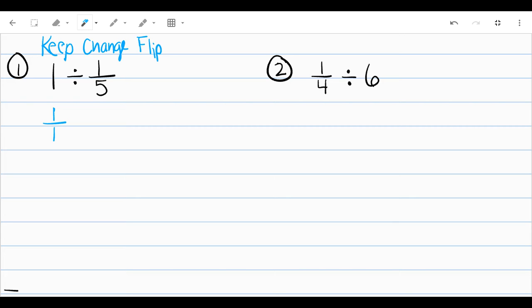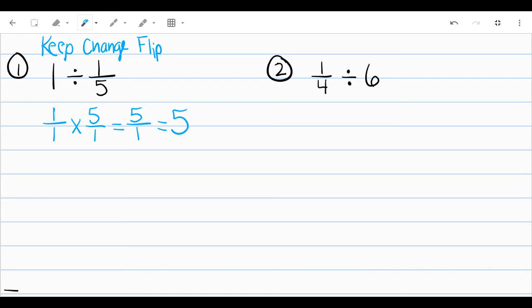All right, so we keep the first number. That 1 didn't change. Now we change our operation from division to multiplication, okay, because that's the inverse operation. Now we flip our second fraction. So our 1/5 becomes 5 over 1, okay? So now we just multiply straight across like we've done with any other multiplication of fractions. 1 times 5 is 5, and 1 times 1 is 1. Now to simplify it, 5 divided by 1 is just 5. So 1 divided by 1/5 would equal 5.